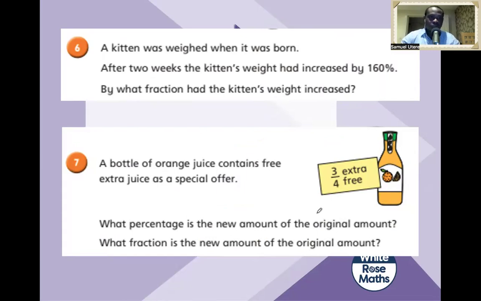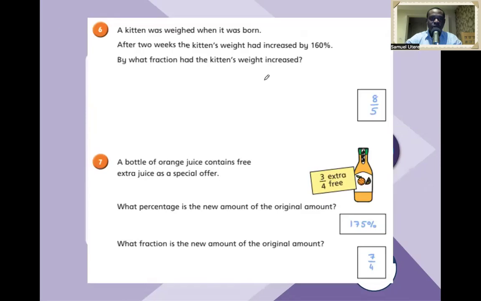Assuming you've paused the video and you've answered questions 6 and 7, here are the answers. So here you are asked, a kitten was weighed when it was born. After 2 weeks, the kitten's weight had increased by 160%. By what fraction had the kitten's weight increased? So what you simply do is you have 160%, which is 160 over 100, and then you simplify. So 16 over 10, if you divide that by 2, that will be 8 over 5. So by 8/5.